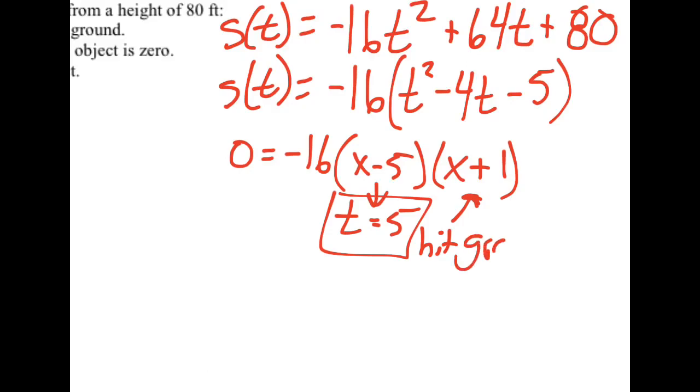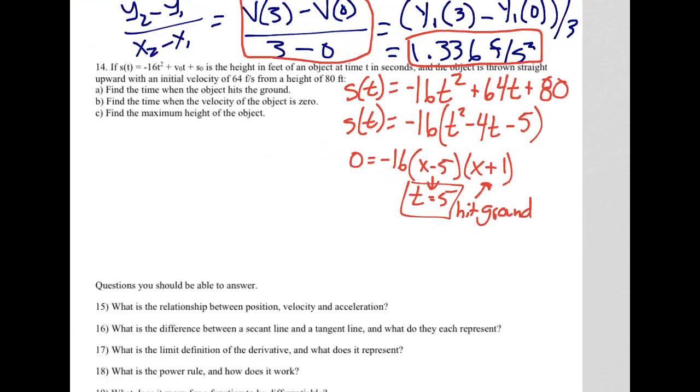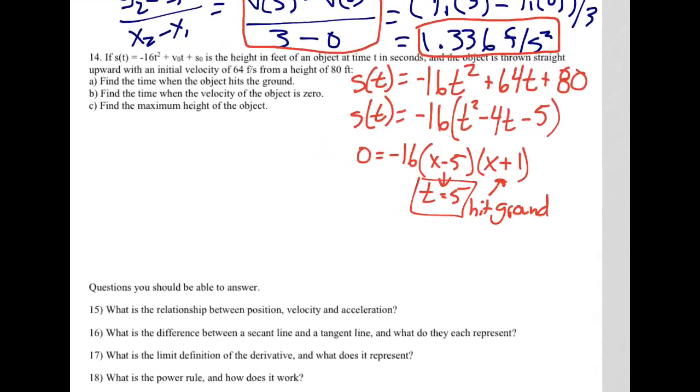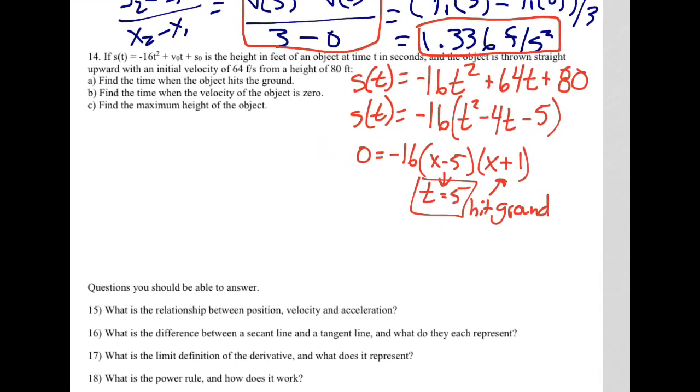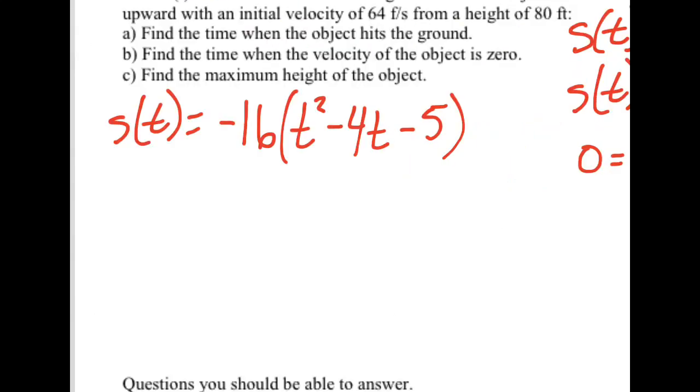And now our next question: find the time when the velocity of the object is 0 and find the maximum height of the object. Well, the velocity of the object is going to be 0 when the function is at its maximum value, and the maximum height of the object is going to also be at the maximum value, so we essentially need to find the vertex here. So we have this function, s of t equals negative 16 times t squared minus 4t minus 5, and we now need to complete the square on it.